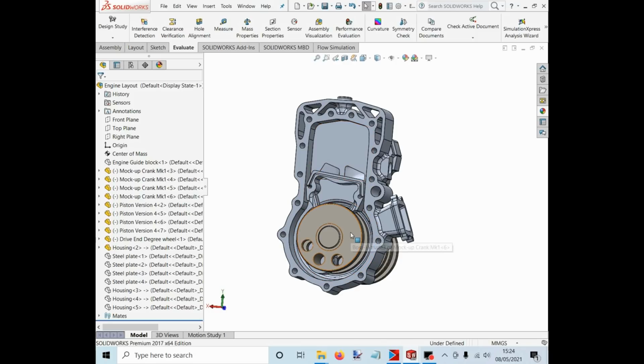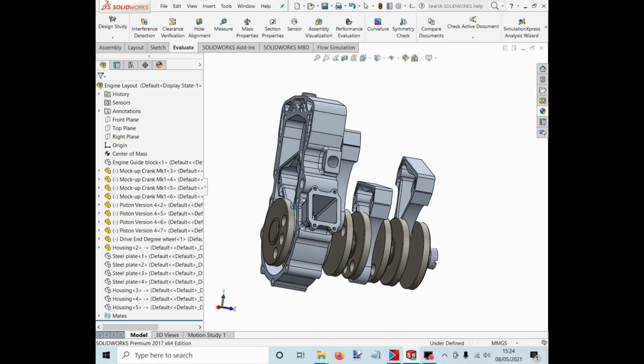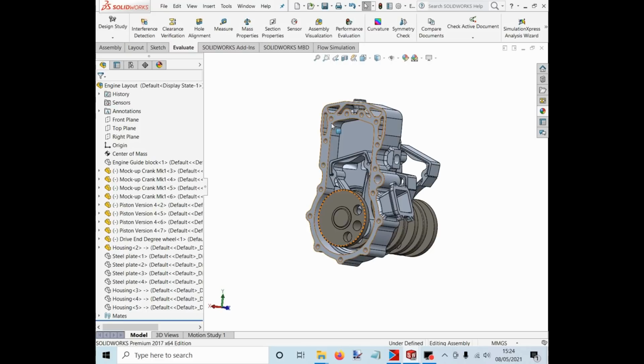There are people whinging in the comments about a load of things. How do you know this crank is balanced? I don't know. No one knows that. You've got to work that out later. Have I done the moment of inertia on this? No, well, shut up.